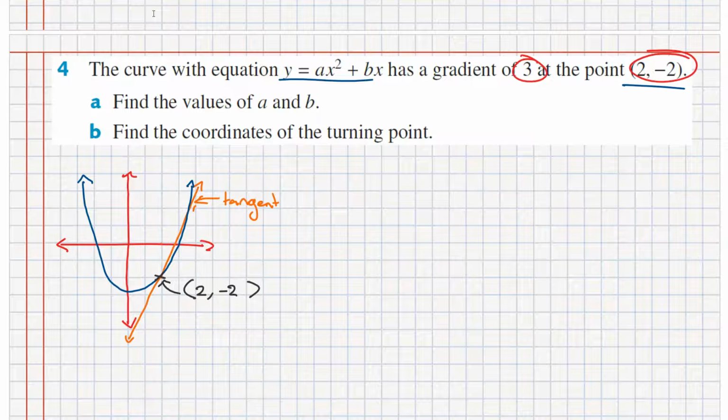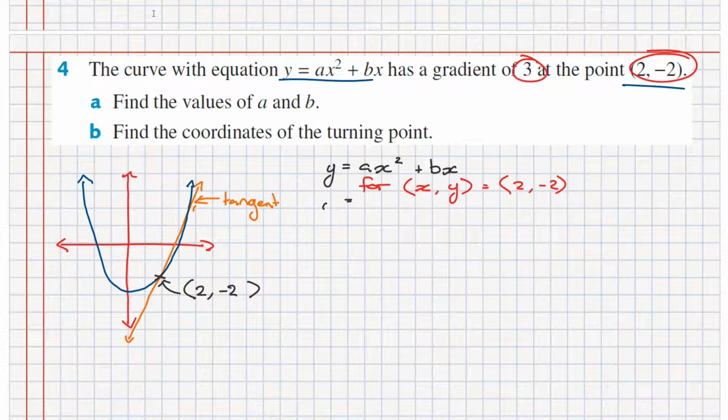So by subbing in the values, x equals 2 and y equals negative 2, then what we're going to get is negative 2 equals a times 2 squared plus b times 2. So this is the first of two equations we're going to generate. The next one we're going to do is take the derivative of this function, because we know that the gradient of the function at (2, minus 2) is equal to 3.